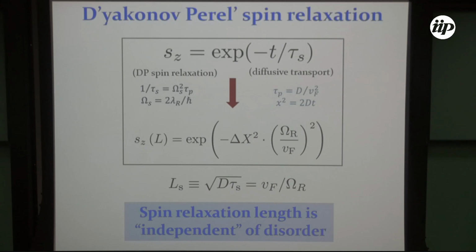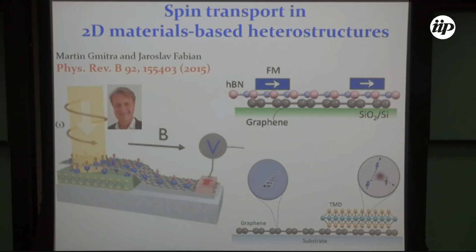But actually it's a trivial result if you are in the Dyakonov-Perel regime and you have this disorder, because you get this in two equations, you get the value. And this is probably in the review of Jaroslav. So I'm going slow, but I want to touch upon this topic.